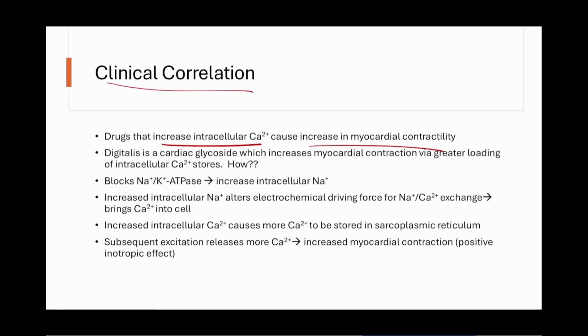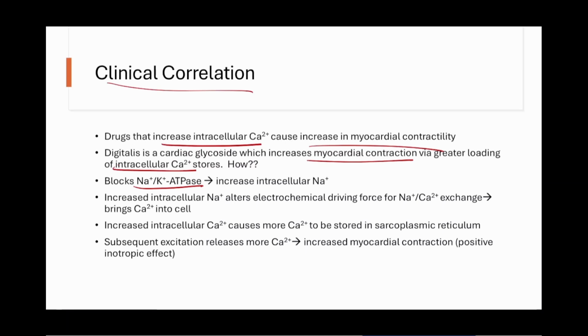Okay? Digitalis or digoxin is a drug that we give, and it increases myocardial contraction. That's one of the roles of digoxin. And what it does is it increases the intracellular calcium. How does this drug cause calcium levels to go up? What digoxin does is it blocks the sodium-potassium ATPase pump.